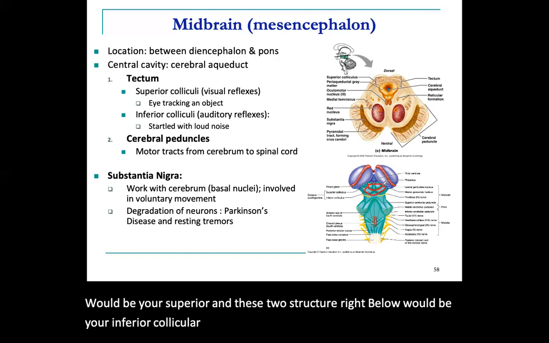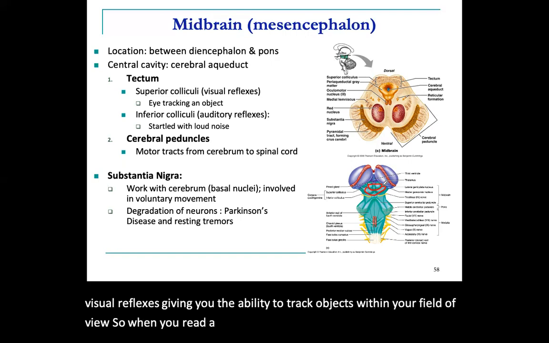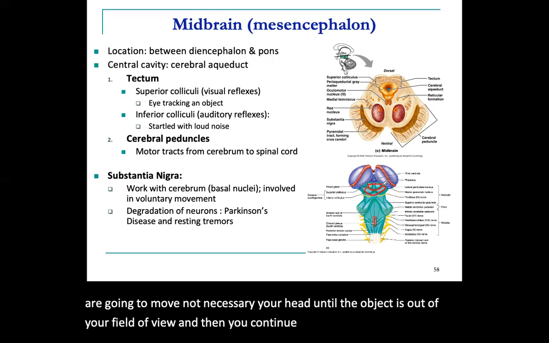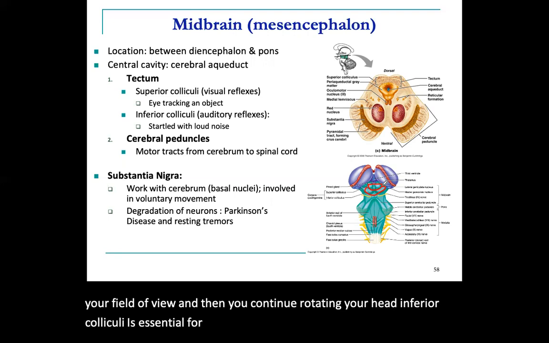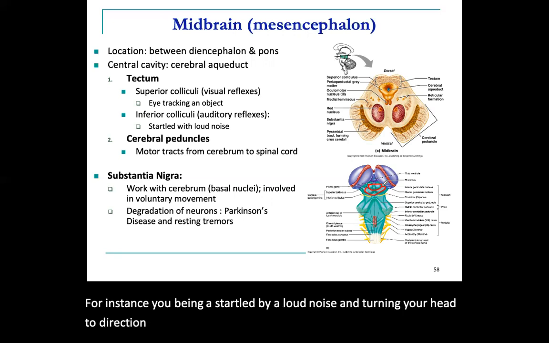Superior colliculi are extremely important for visual reflexes, giving you the ability to track objects within your field of view. So when you read a book or if something is in front of you, your eyes are going to move, not necessarily your head, until the object is out of your field of view, and then you continue rotating your head. Inferior colliculi are essential for auditory reflexes. For instance, you being startled by a loud noise and turning your head to that direction is associated with your inferior colliculi.